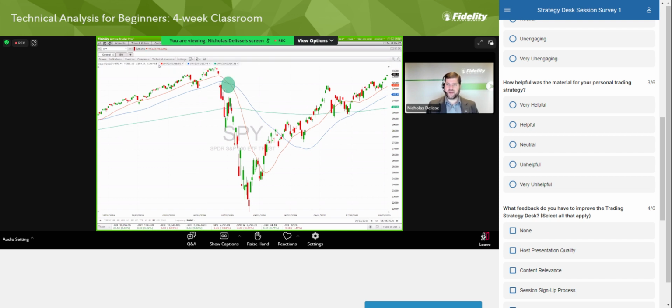Now, one thing I do want to address is something you'll commonly hear about on the talking heads and media, something called a golden cross or a death cross. A golden cross or a death cross is the 50-day moving average crossing the 200-day moving average, like we have right here. This is a death cross. The 50 crosses below the 200, and the golden cross is the 50 crossing above the 200.